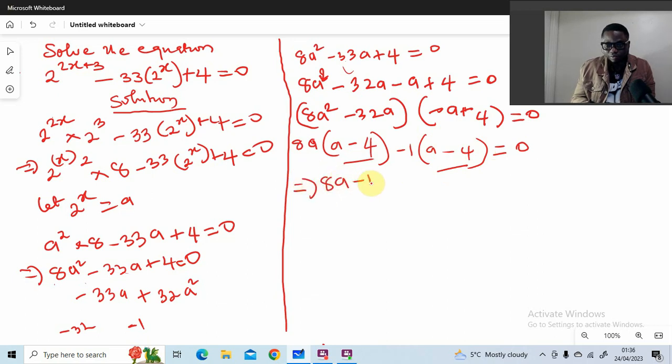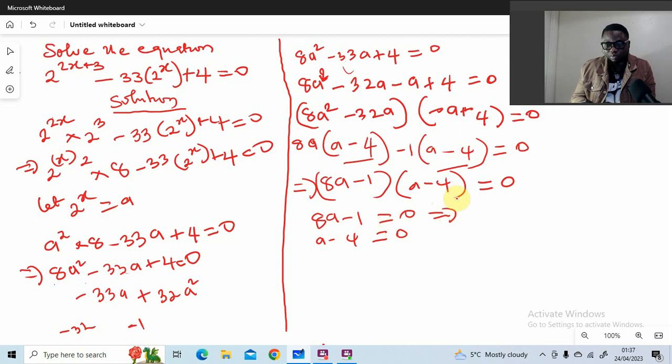8a minus 1 in brackets, and also a minus 1, because I have a minus 4 here and a minus 4 here, they are common, just pick one, equal to 0. So I'm going to equate each bracket with 0. That will give me 8a minus 1 is equal to 0, and a minus 4 is equal to 0.